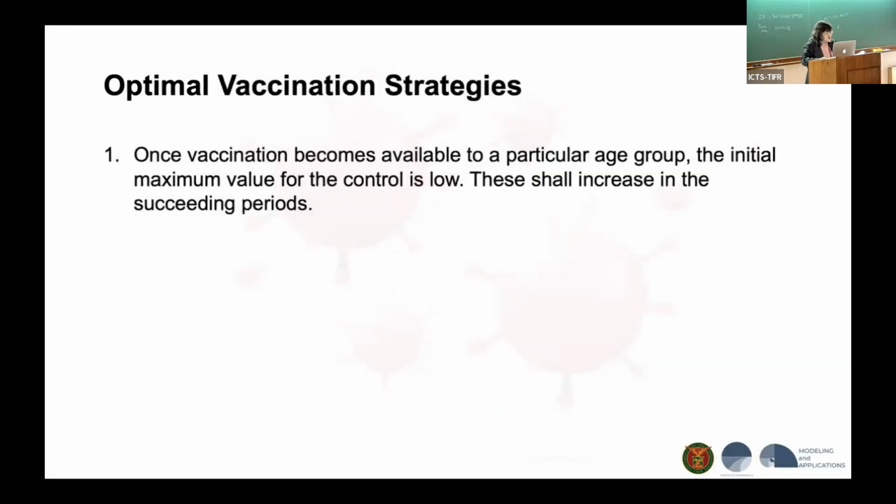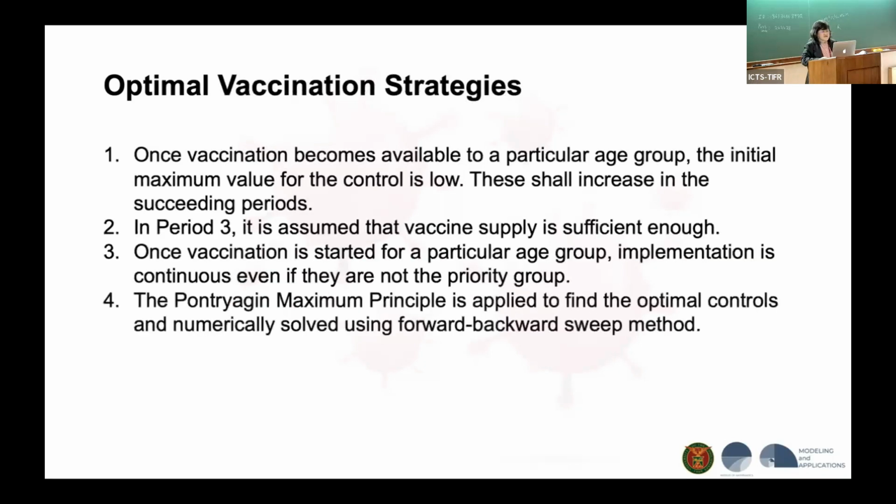So some notes on optimal control strategies. We have the following. Once vaccination becomes available to a particular age group, the initial maximum value for the control is low, and this is because the vaccination rate for the first period of implementation is low due to the adjustment in the implementation. And this will increase in the succeeding periods.